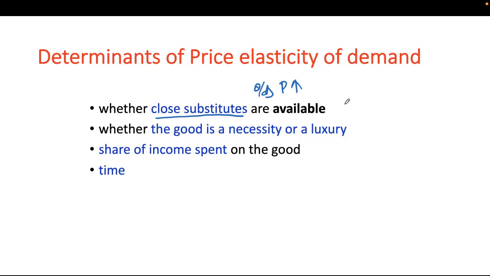So we'll typically see elasticity measure in its absolute value to be relatively higher. Higher the number of available goods which are substitutes for that good, typically more responsive is quantity demanded for that good. Whether the good is a necessity or a luxury.